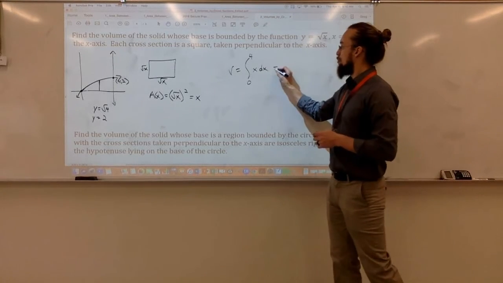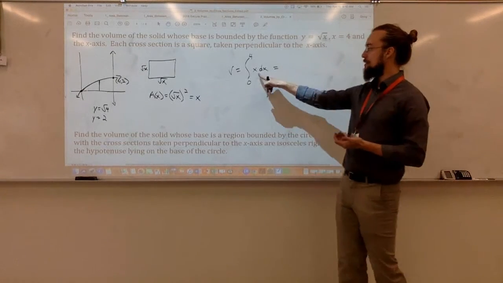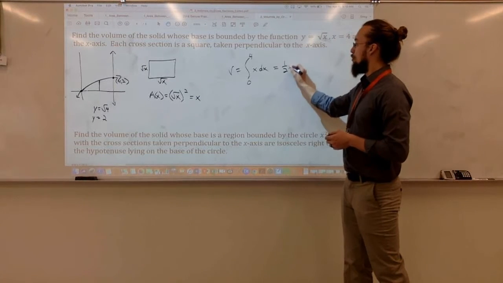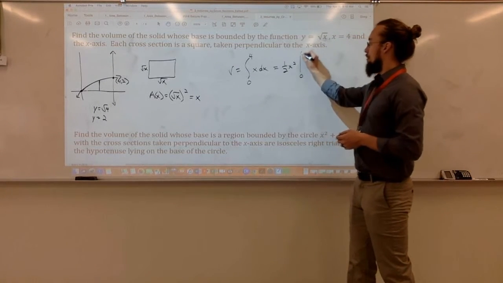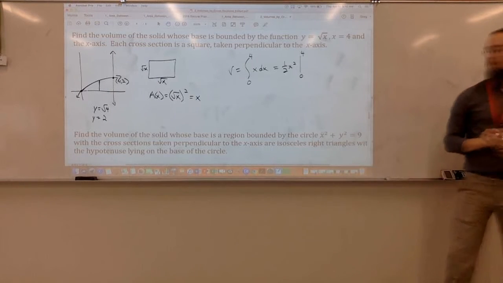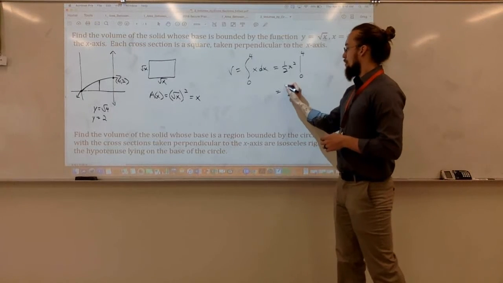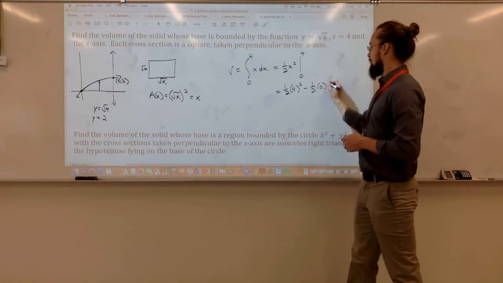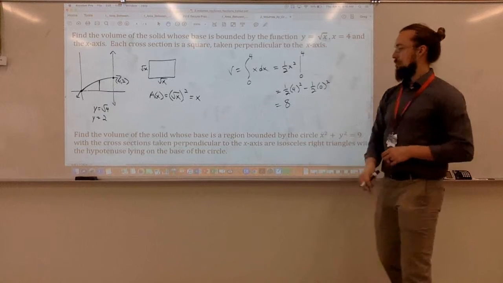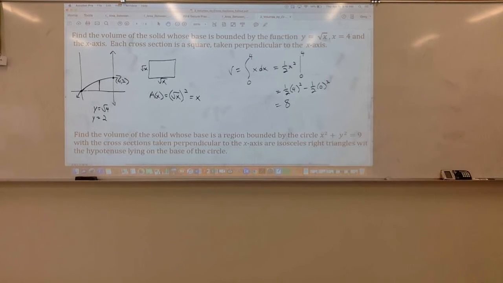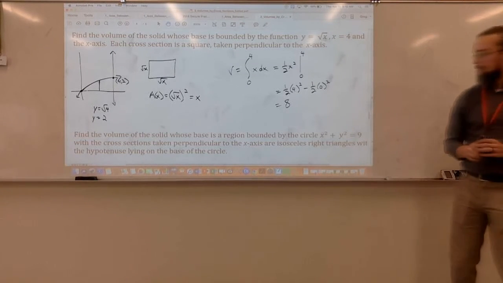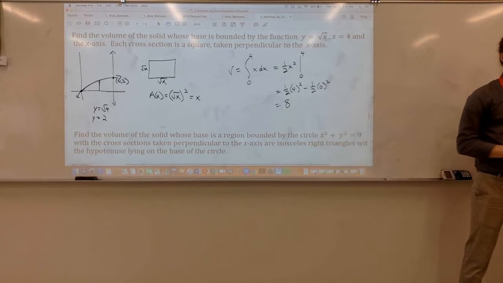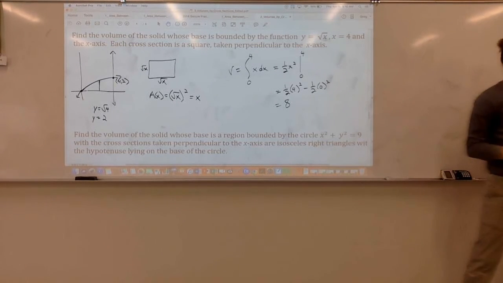So this is really easy to do by hand. The antiderivative of x would be 1/2 x squared. Evaluate that from 0 to 4. So plug in 4 and plug in 0. So we get 8. You okay with that one? That one's pretty straightforward, right?